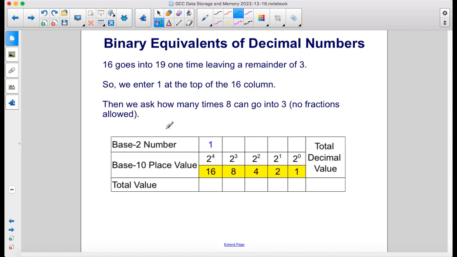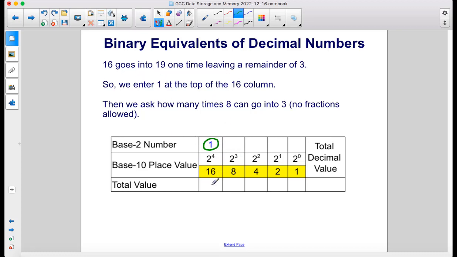16 goes into 19 one time, leaving a remainder of 3. So we enter a 1 at the top of the 16 column. Then we ask, how many times does 8 go into 3?